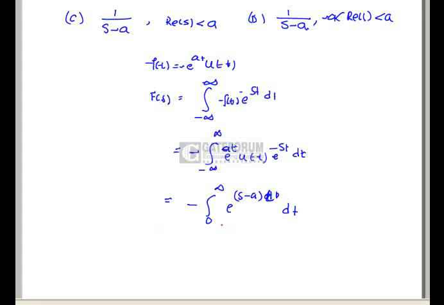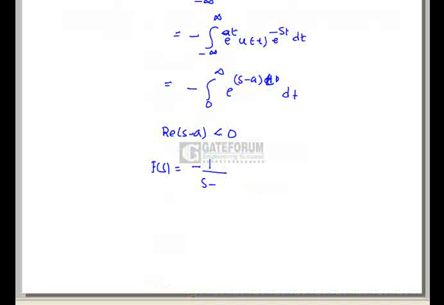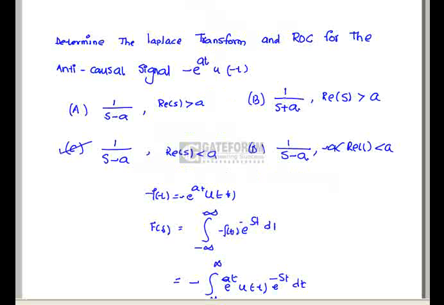The integration converges to finite value if and only if the real part of s minus a is less than 0. That means f of s equals to minus 1 by s minus a, if and only if real part of s less than a. Hence the option C is correct.